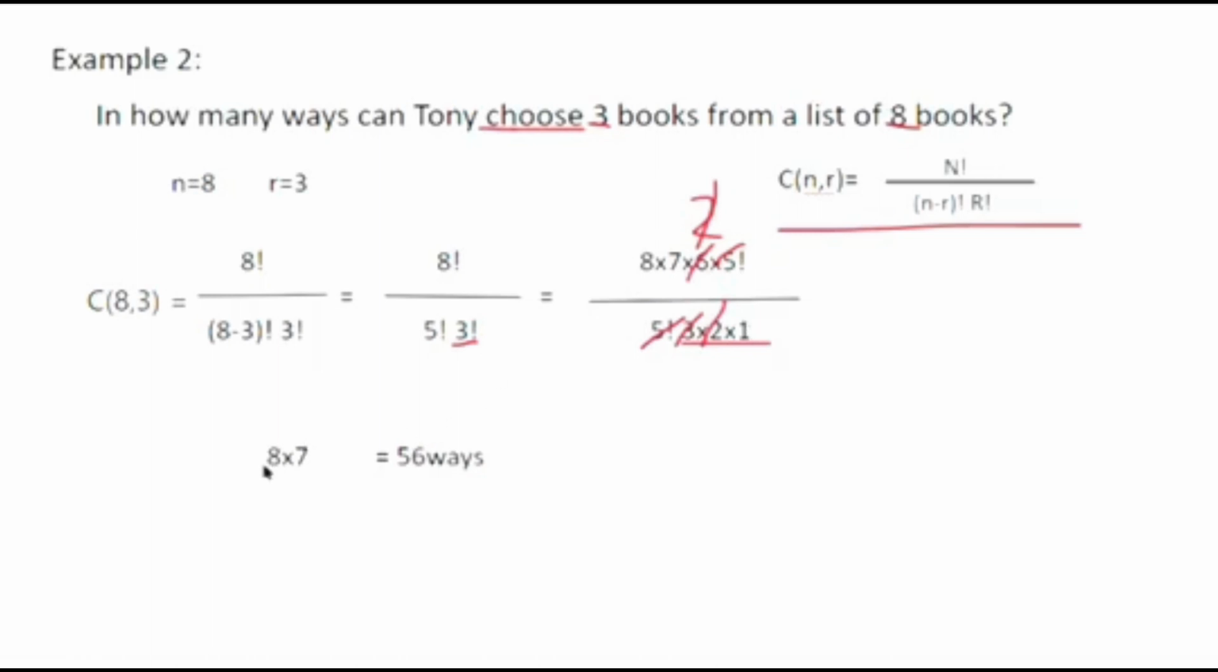So, 8 times 7 is equal to 56 ways. So, in how many ways can Tony choose 3 books from a list of 8 books? The answer is 56 ways.